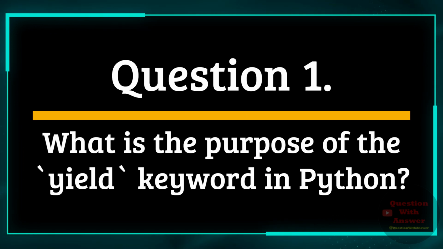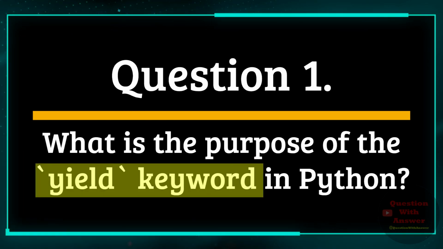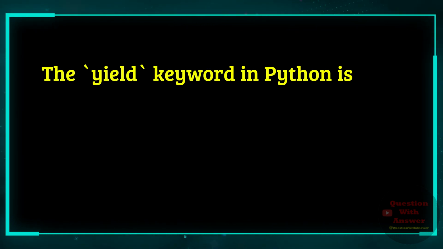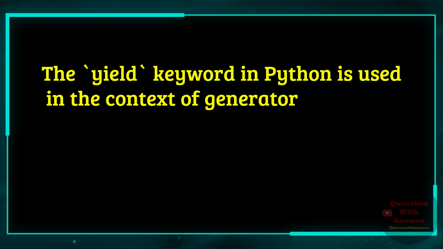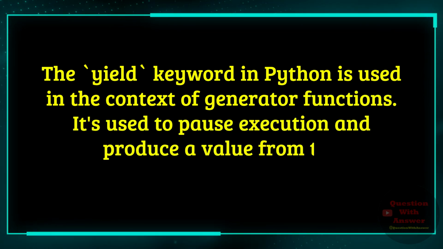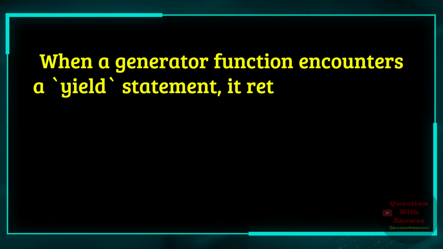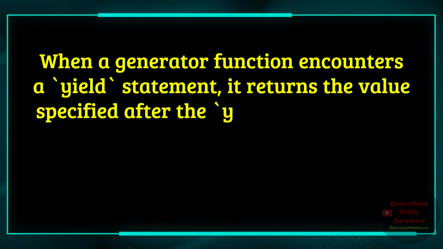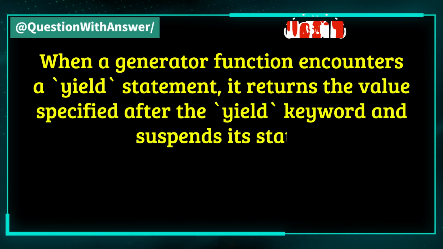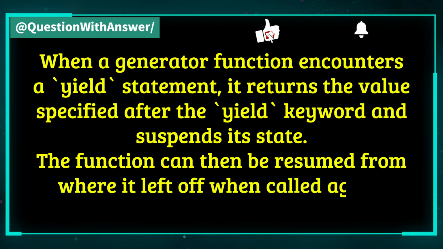Question 1. What is the purpose of the yield keyword in Python? Answer. The yield keyword in Python is used in the context of generator functions. It's used to pause execution and produce a value from the generator function. When a generator function encounters a yield statement, it returns the value specified after the yield keyword and suspends its state. The function can then be resumed from where it left off when called again.